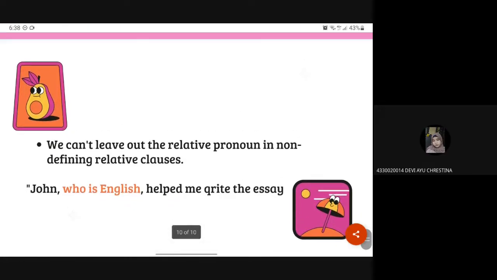Next slide. And then, in non-defining relative clauses, we cannot leave out the relative pronoun. For example, John, who is English, helped me write the essay. We cannot leave out who in the sentence because who is the relative pronoun.